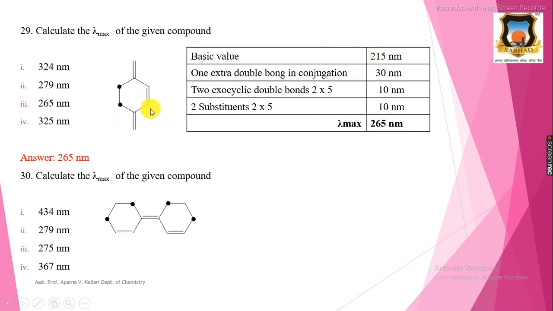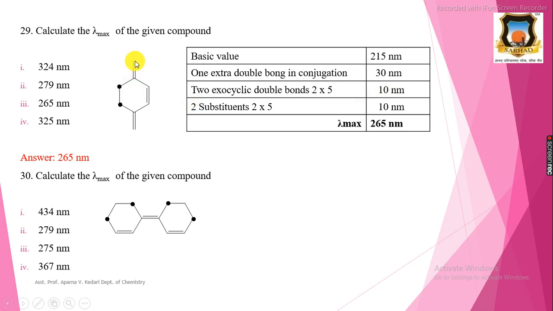Suppose we consider this diene, then there is one extra double bond in conjugation. Therefore, add 30 nanometer to the basic value. There are two exocyclic double bonds. These two are exocyclic double bonds to this ring. Therefore, 2 multiplied by 5, 10 nanometer.